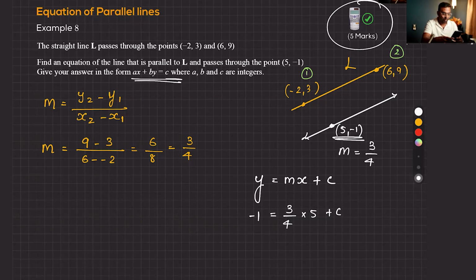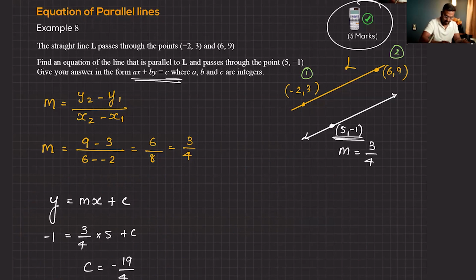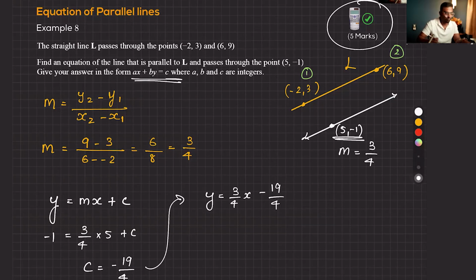So I'm putting minus 1 minus a fraction of 15 over 4. When you put that in, the value of c you would get is minus 19 over 4, okay? So this would be y equals, allow me to write the rest of it here, guys. Just a second. So from there, we are writing y equals m is 3 by 4x minus 19 over 4.